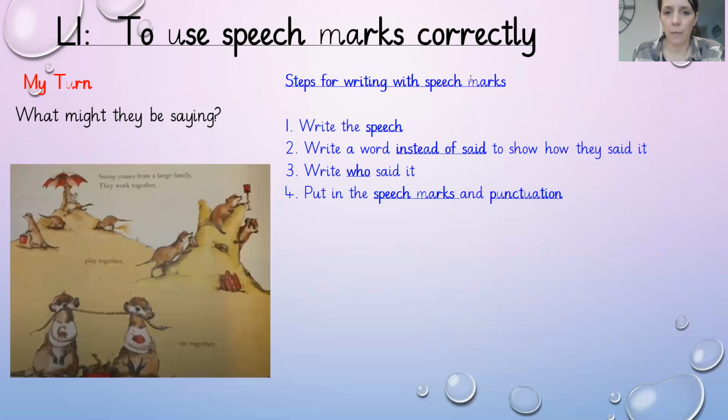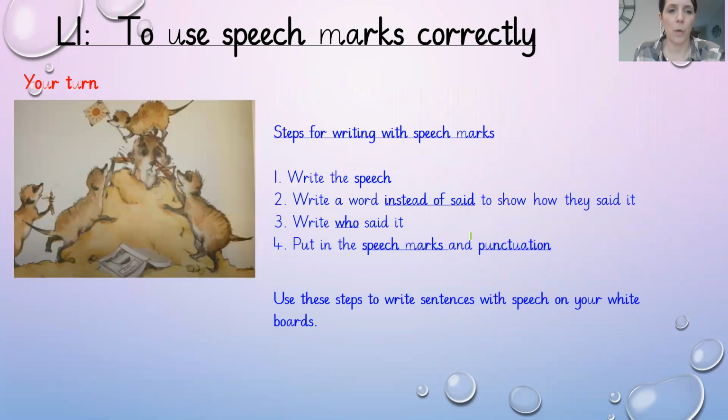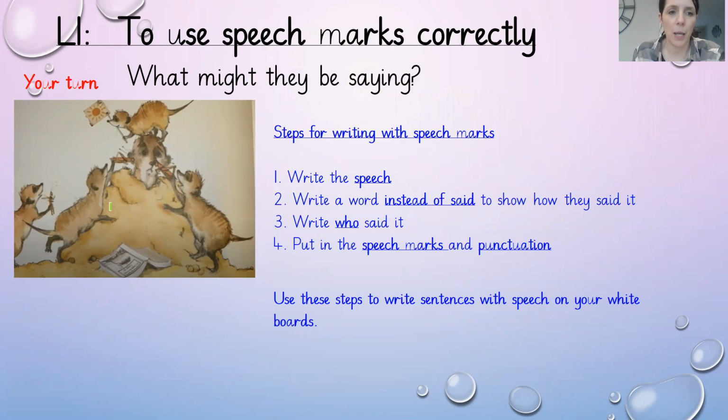So now you're going to have a turn at writing some speech with speech marks. So here is a different picture with Sunny in the sand dune there, in the sand pile, with some little meerkats playing on top. So first of all, what might any of those meerkats be saying? What might Sunny be saying? Or what might the small little meerkats be saying? Pause the video and have a little think. What could each one of those be saying?